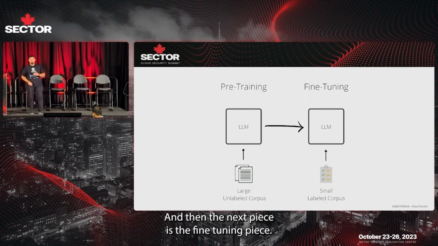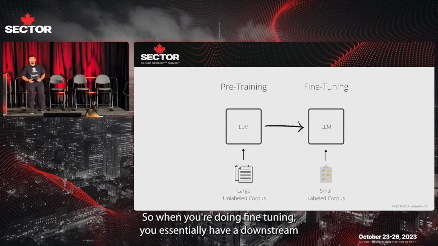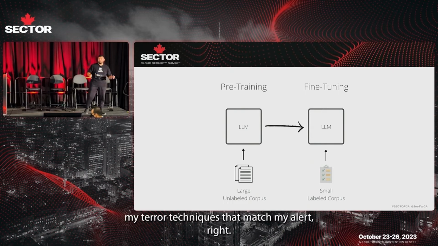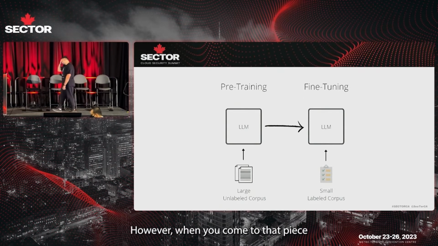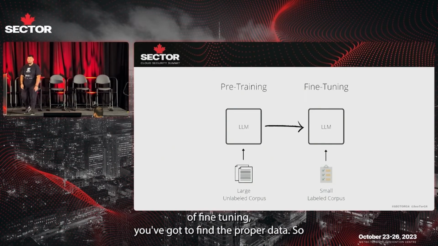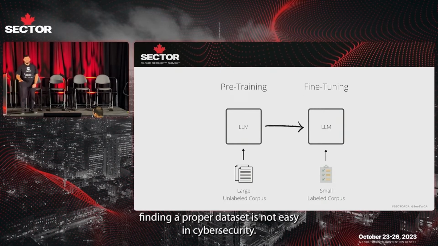And then the next piece is the fine-tuning piece. So when you're doing fine-tuning, you essentially have a downstream task, such as in this case, we have the exact task of find me MITRE ATT&CK techniques that match my alert, right? However, when you come to that piece of fine-tuning, you got to find the proper data set. Finding a proper data set is not easy in cybersecurity.